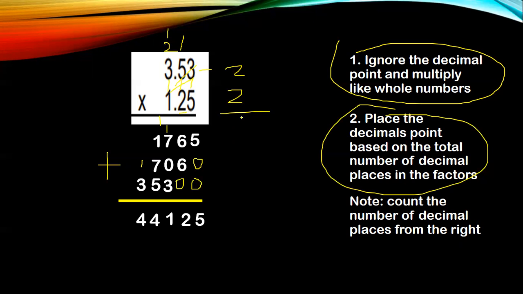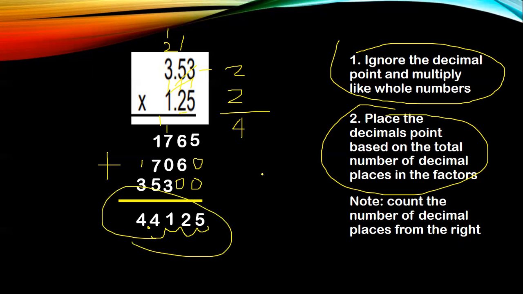So the total number of decimal places in our factors is 4, meaning you have to move the decimal point from our product to the left 4 times. So from the right, you have to move 4 times to the left. 1, 2, 3, 4. So the decimal point is here. Therefore, the product of 3 and 53 hundredths multiplied by 1 and 25 hundredths is 4 and 4,125 ten thousandths.